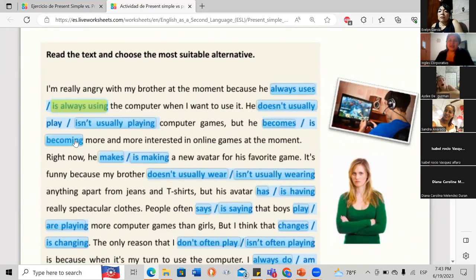He doesn't usually play or he isn't usually playing computer games, but he becomes or is becoming more and more interested in online games at the moment. It's becoming. Okay, more interested in online games at the moment. Okay. Right now, he makes or is making a new avatar for his favorite game.